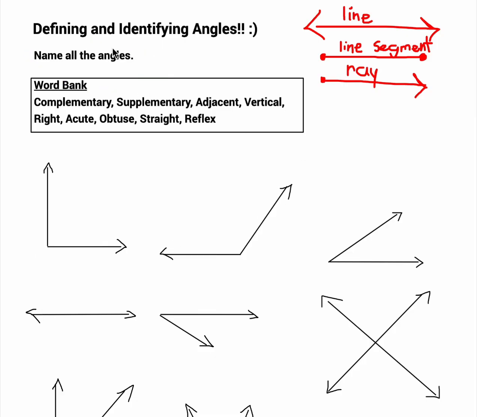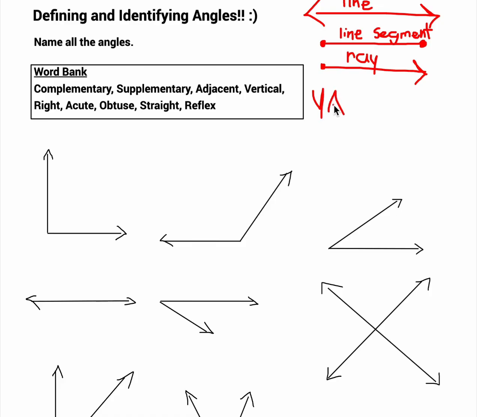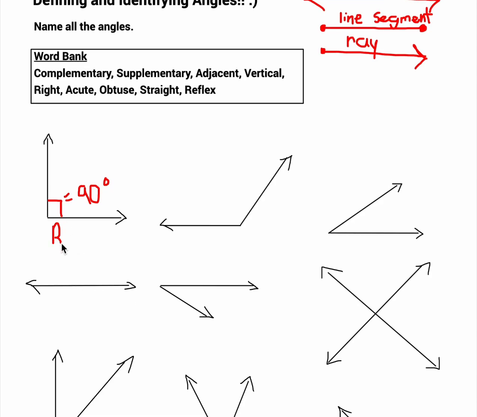So let's start with our first question to name all the angles. We have a word bank, so that's pretty great. Now let us start with the first question. We have this angle and it equals 90 degrees since it is really straight and it has this square. So this is going to be a right angle since it equals 90 degrees.